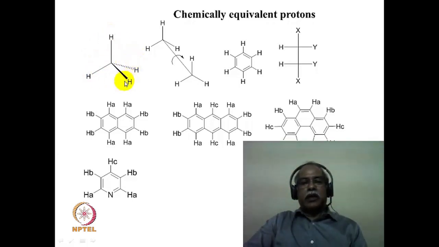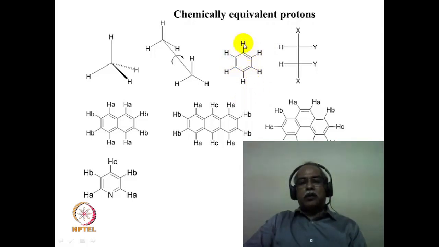So, all the 4 hydrogens will appear as a singlet in the NMR spectrum of methane. In the case of ethane, as long as this carbon-carbon bond is freely rotating, which is normally the case, all the 6 hydrogens will appear as a singlet only. Benzene, for example, is a D6h symmetrical molecule. You can do either the symmetry criterion or the substitution criterion also.